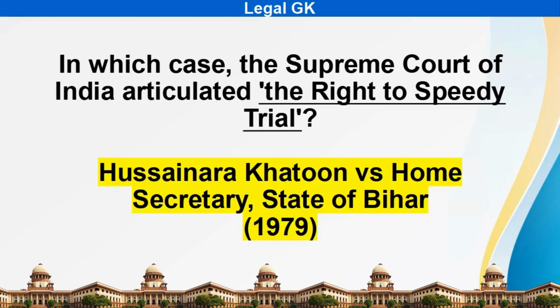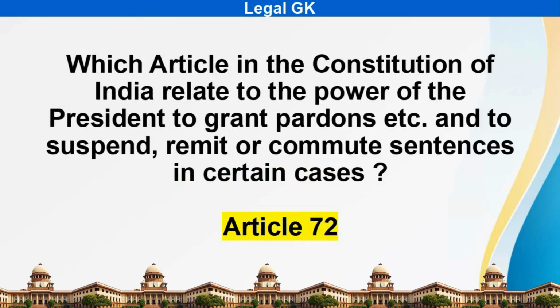In which case did the Supreme Court of India articulate the right to speedy trial? Hussainara Khatoon vs. Home Secretary, State of Bihar, 1979. Which article in the Constitution of India relates to the power of the President to grant pardons etc. and to suspend, remit or commute sentences in certain cases? Article 72.